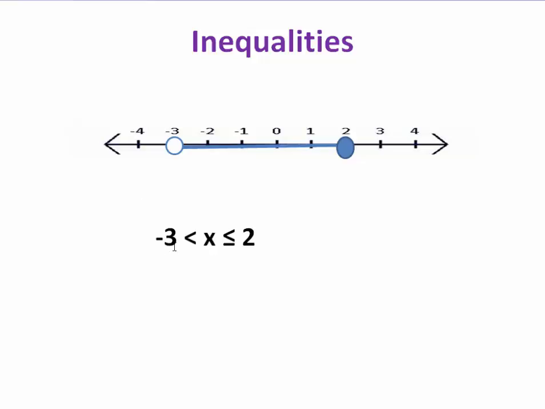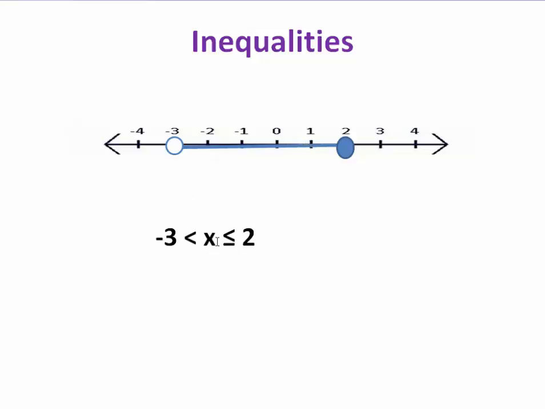Here we have minus 3 is less than x, or x is greater than minus 3. So our minus 3, there's no equal sign. It's going to be an empty circle or a circle with a dot in the middle. And then x is greater than minus 3, so we're going in this direction to the right.